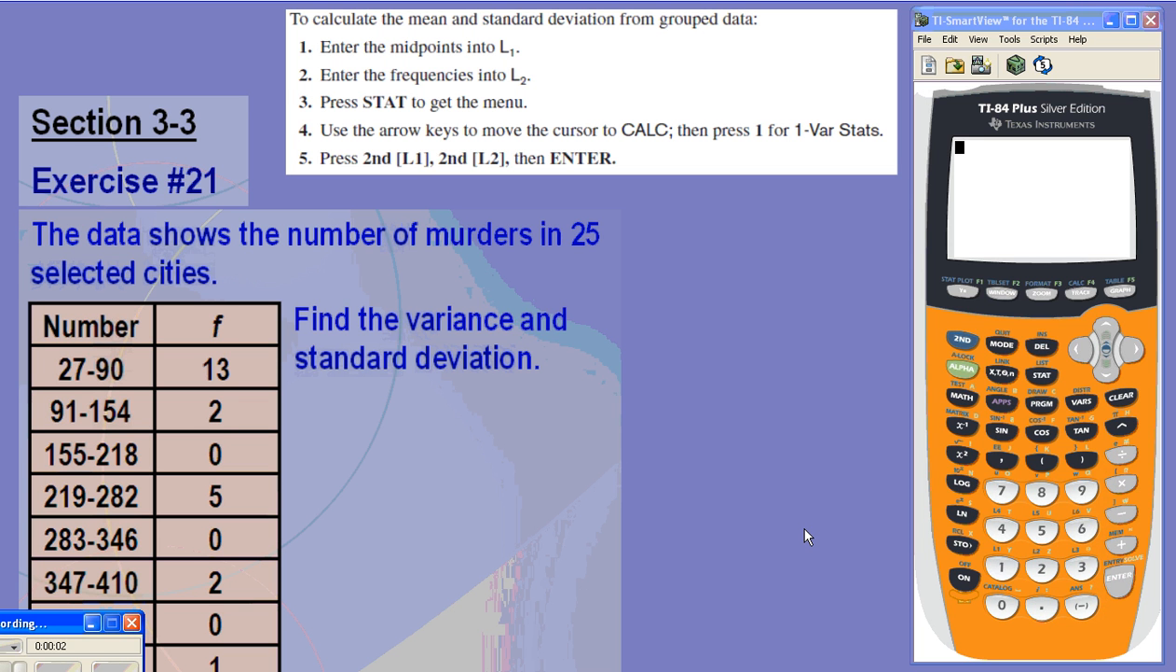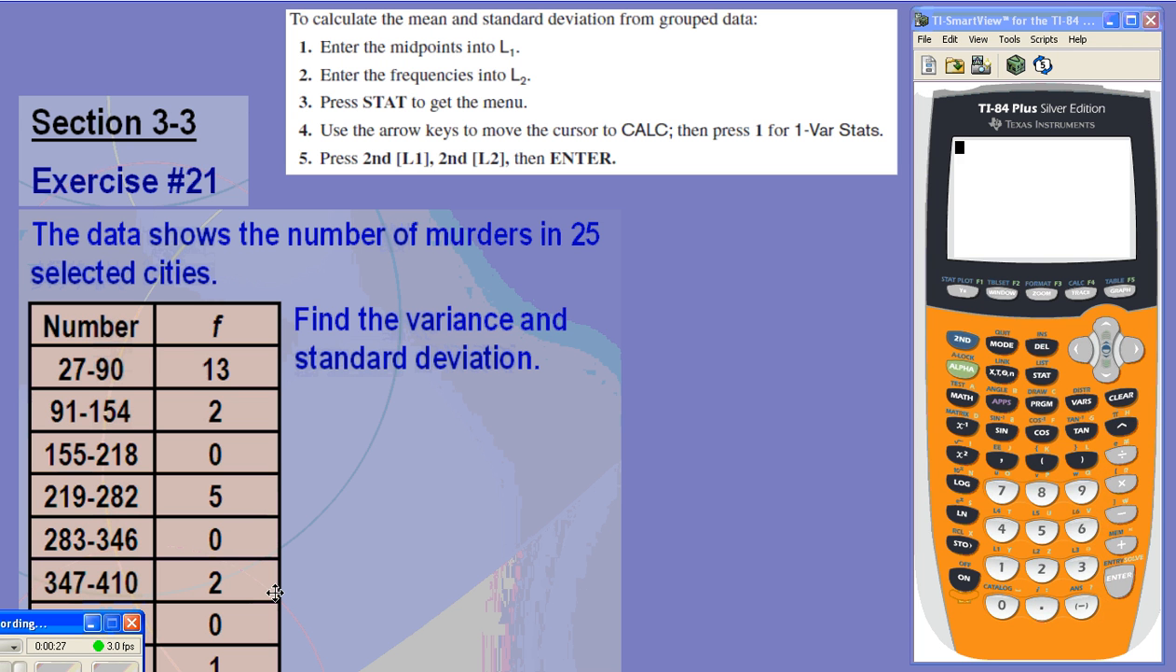All right, we're going to look at number 21. In this case, we're looking at taking a group data and trying to find the variance and standard deviation for that group data. A little bit trickier because we have a little bit of a process here, but that's okay. We'll be all right. What we're going to do is very similar to what we did with number 7 when we want to use the one variable statistics for a set of numbers.